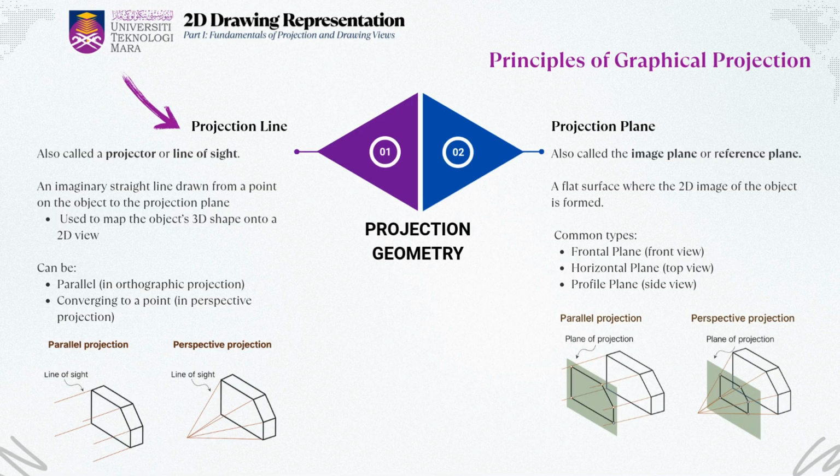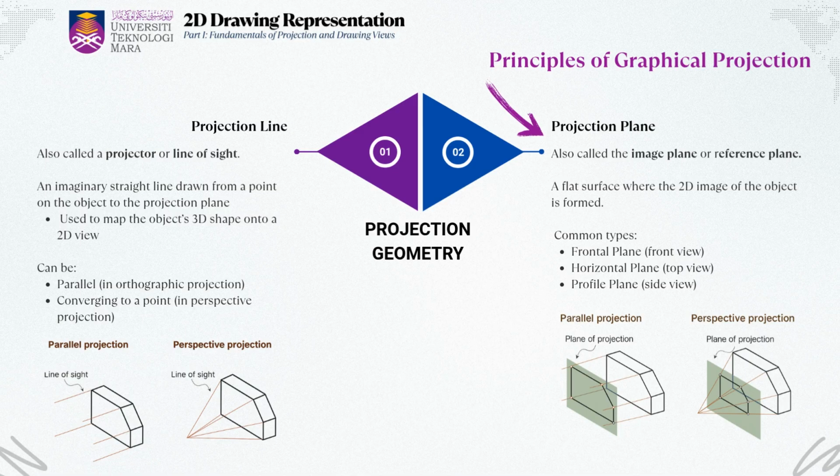Depending on the method, these lines can either stay parallel, like rays of sunlight, or converge to a point, like looking down a hallway. On the other hand, the projection plane, also called the image plane or reference plane, is the surface where your 2D drawing appears. Think of it like a sheet of glass where the image is captured. This plane can be vertical, horizontal, or from the side, and these are what we call the frontal, horizontal, and profile planes. Each one gives us a different view of the object, front, top, or side.